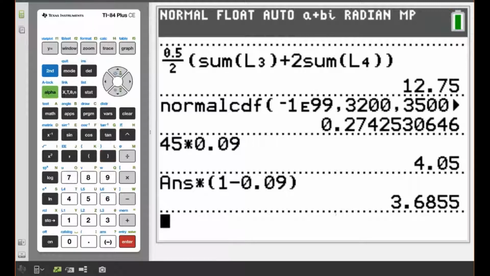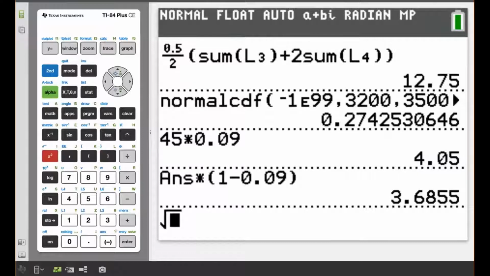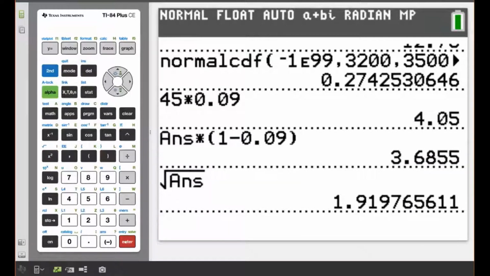This is our variance. So the last thing we need to do is take the square root of that answer, and we end up with 1.9197. Now, quite often with statistics, you need to round things to 4 decimal places.